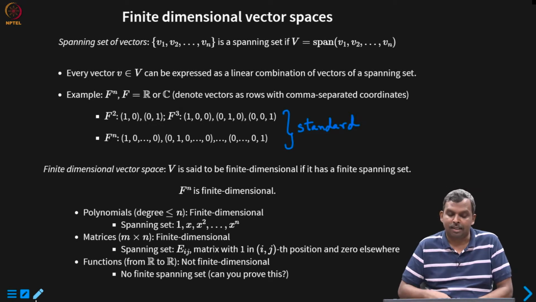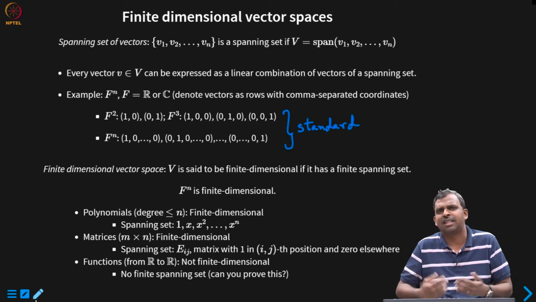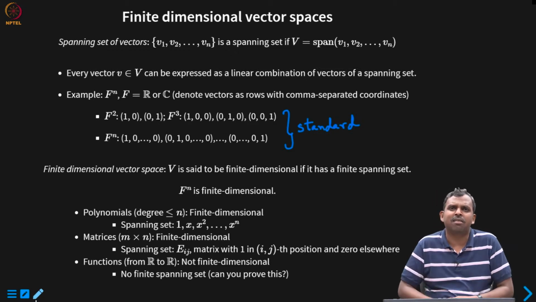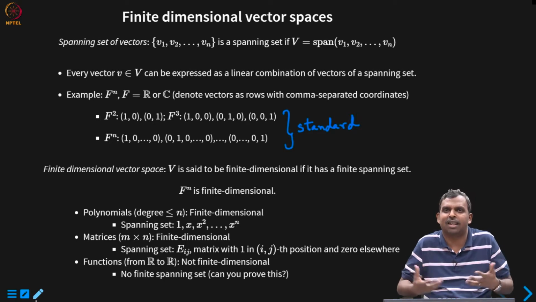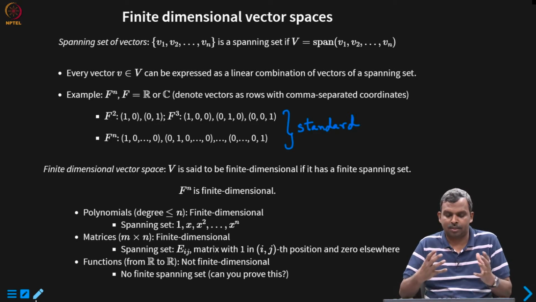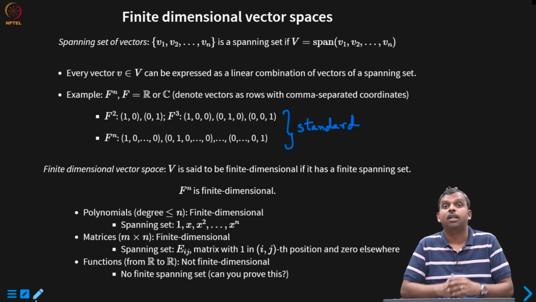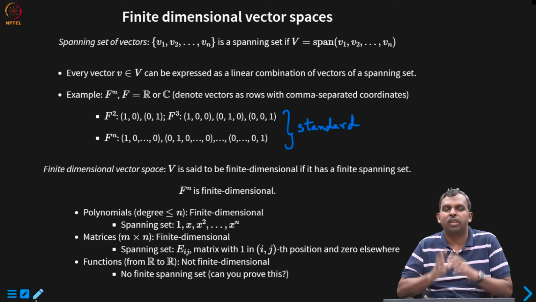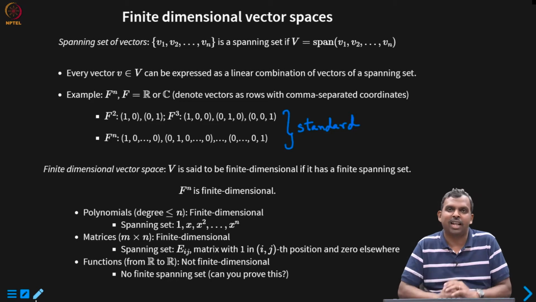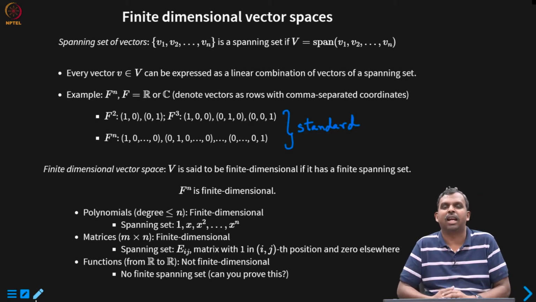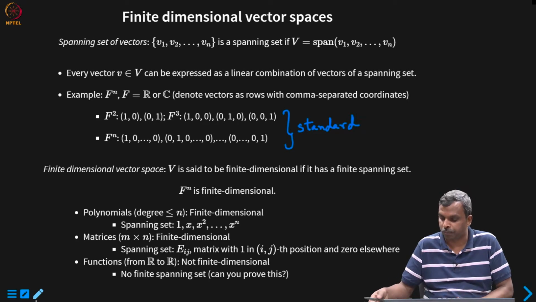And F^n is a special sort of finite dimensional vector space. It turns out, we'll see later, that any finite dimensional vector space has to look like F^n. So it's a canonical, standard finite dimensional vector space. This finite dimensional vector space is very important. For the rest of this course, we will focus only on finite dimensional vector spaces. Most of the results we have will be for finite dimensional vector spaces. So these are very important.